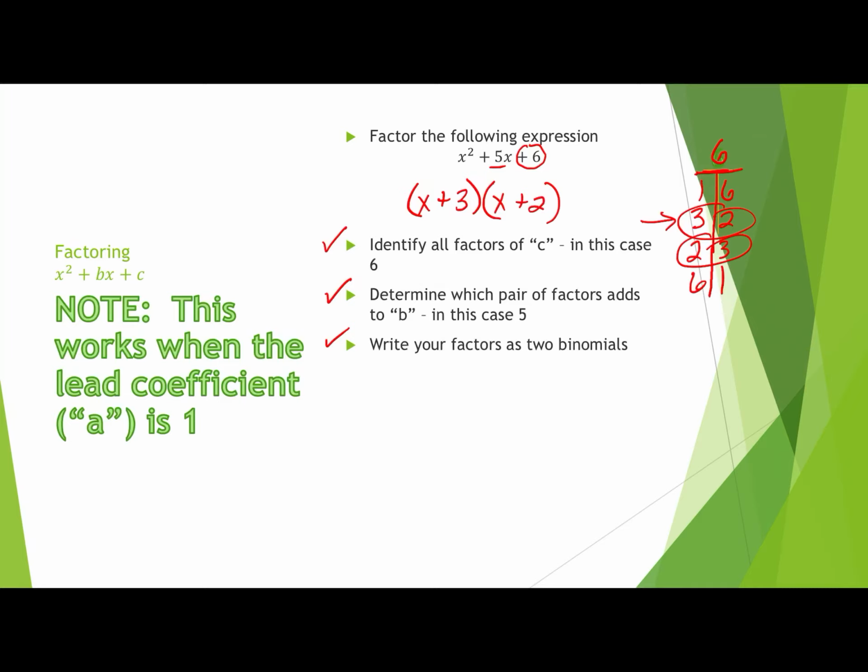And again, like I mentioned before, these are really easy to check because if you just do some mental math and FOIL this back out, you get back to the original trinomial that you started with. So x squared plus 5x plus 6.